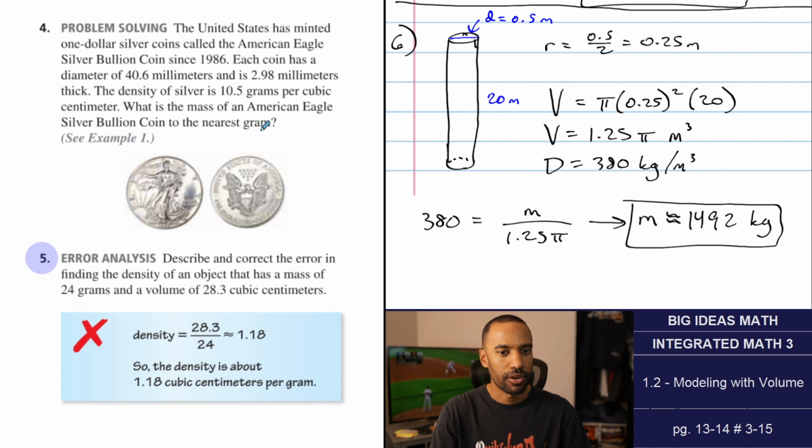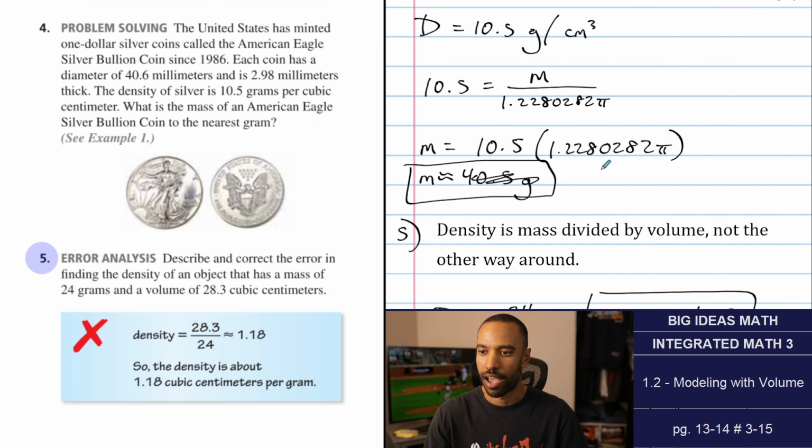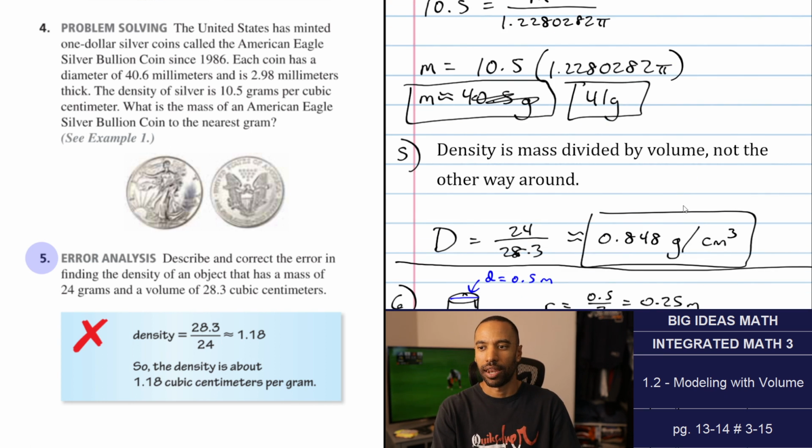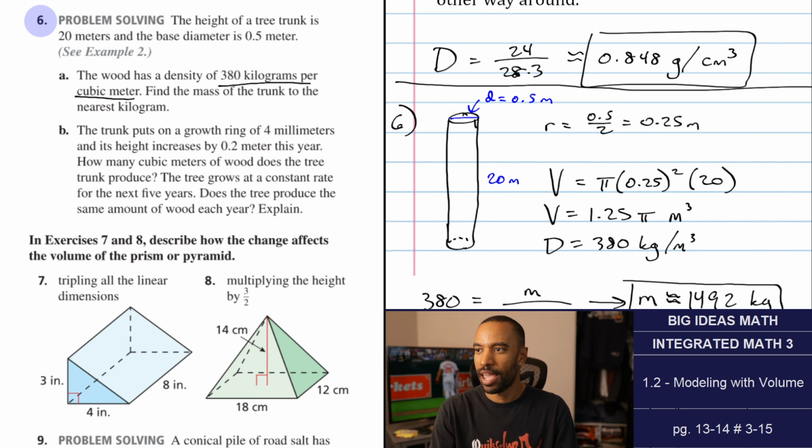In fact, on the previous problems, did they say to the nearest something? Oh, they said to the nearest gram for this on number 4. Did I answer it that way? I did not. I said 40.5. Let's say 41 grams. Sorry about that. All right, I'll round based on their statements. My bad. Let's go back. All right, that's part A of this problem.